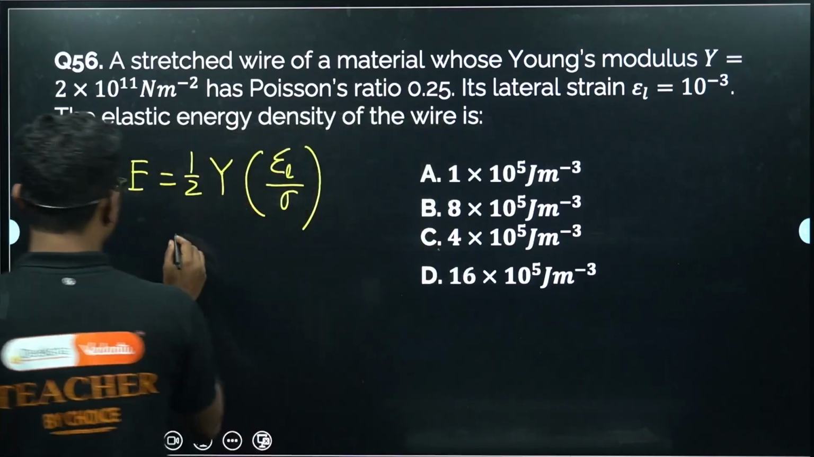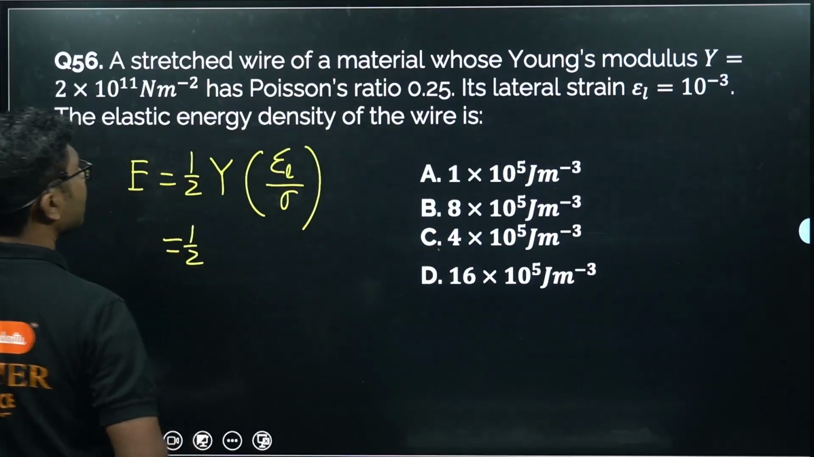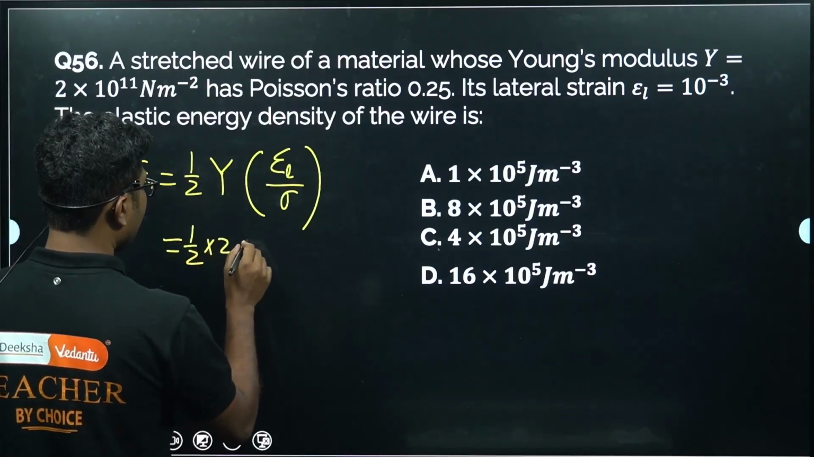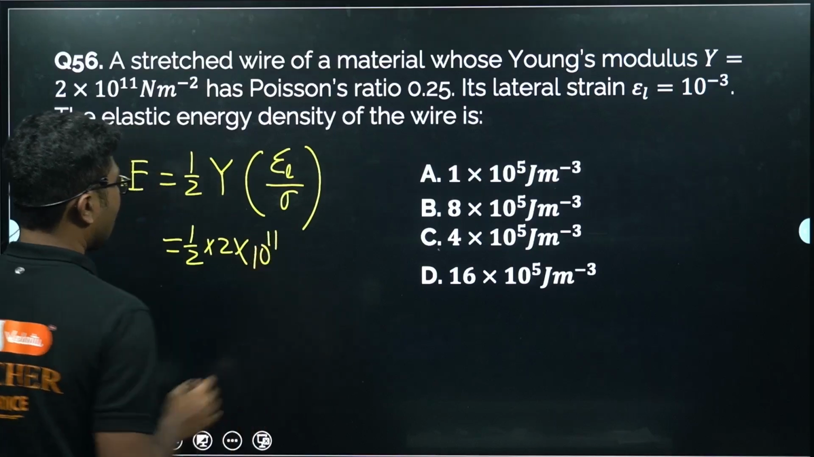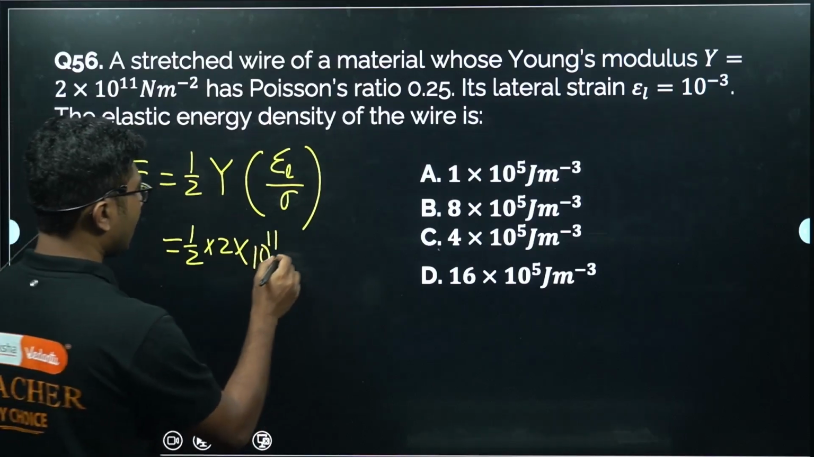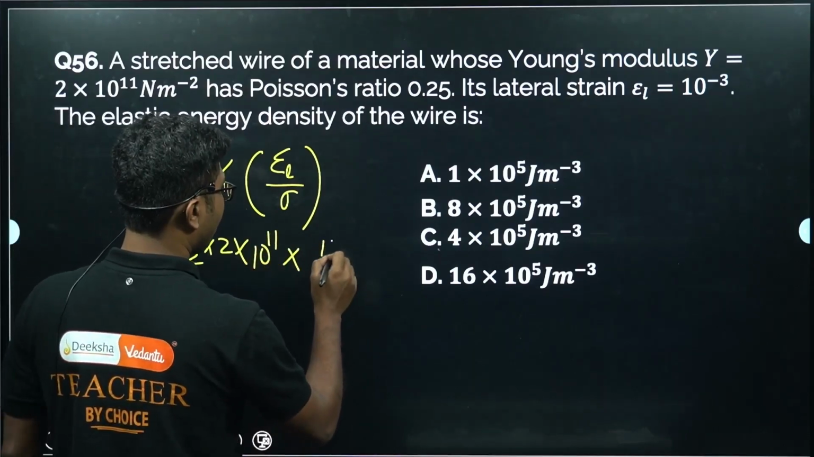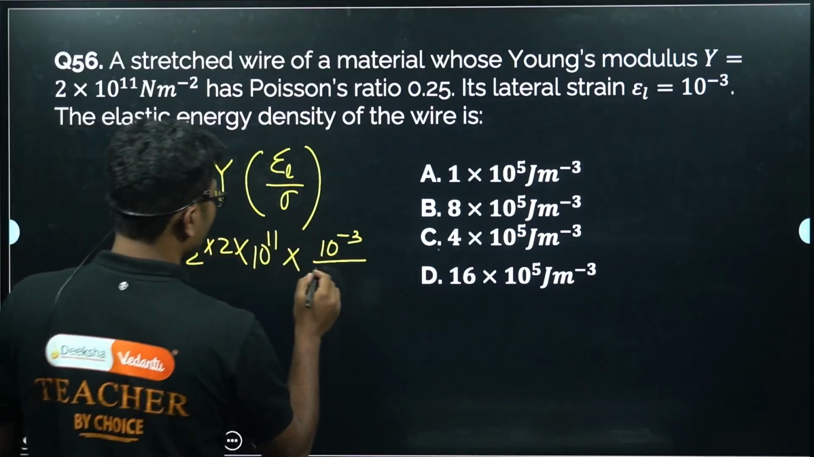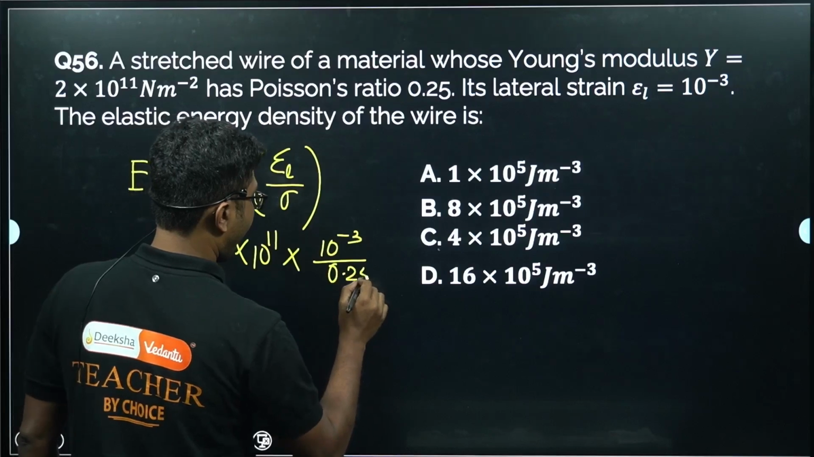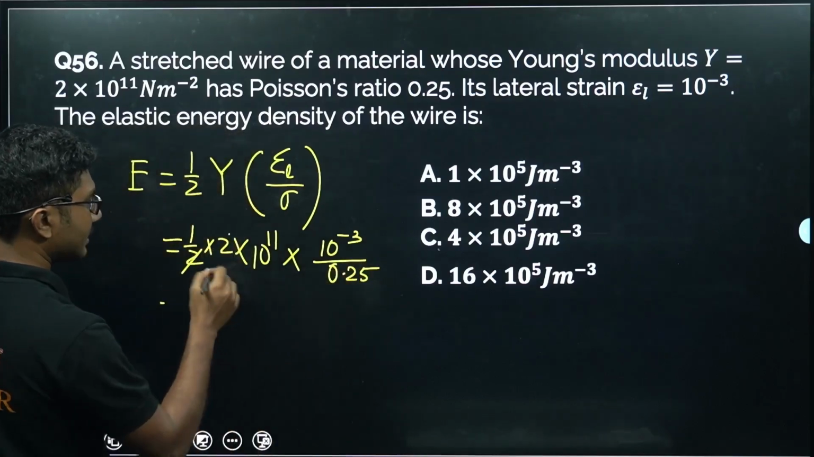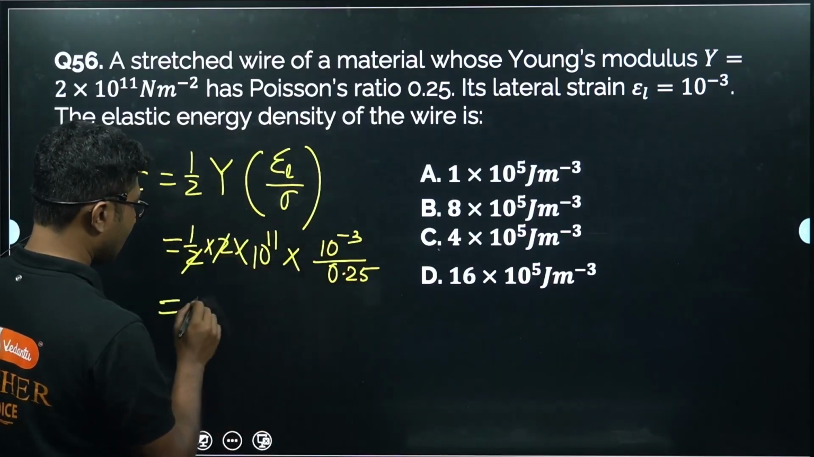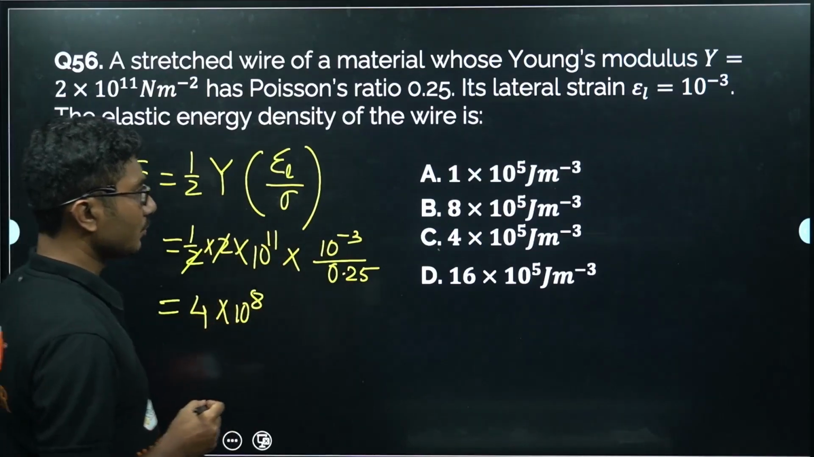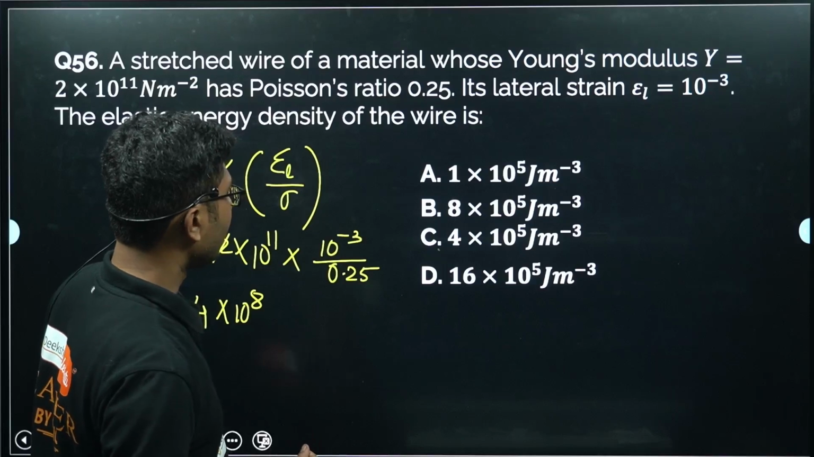This is a little bit difficult question, because this formula is not very commonly used and not very conceptual as well, but sometimes from time to time this question may come, and if you remember this, you can answer this. So, epsilon L is 10 to the power of minus 3 and Poisson ratio is 0.25. Okay. So, this will cancel, this 0.25 will come up and it will become 4, and this will become 10 to the power of 8. So, 4 times 10 to the power of 8.